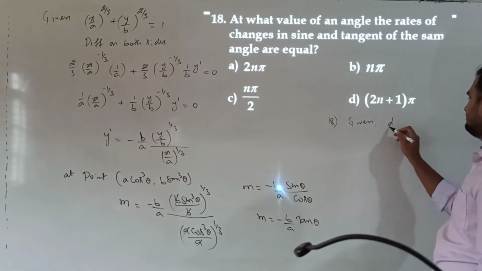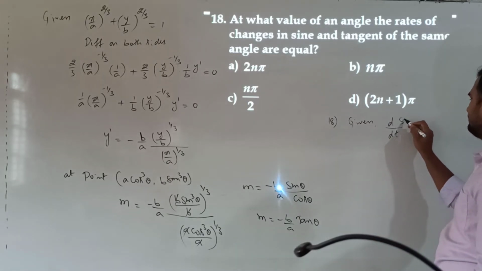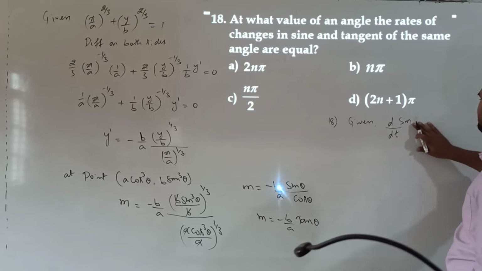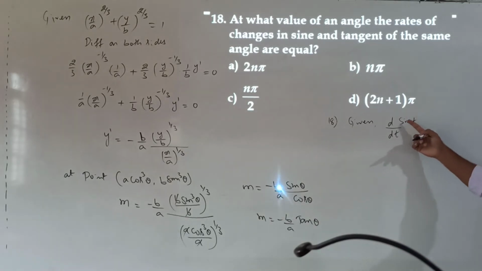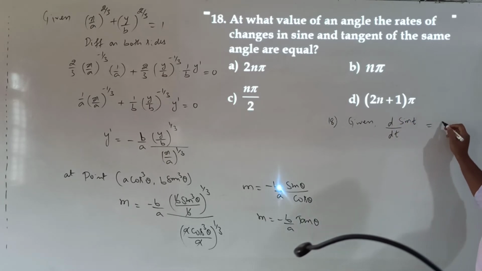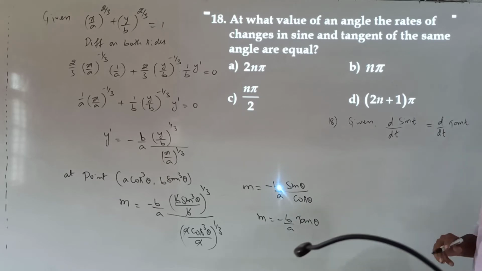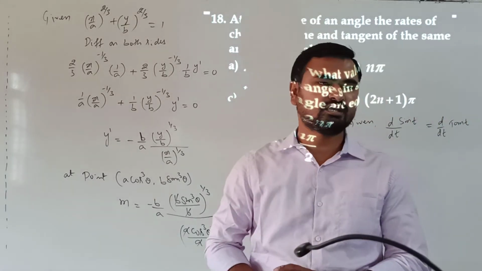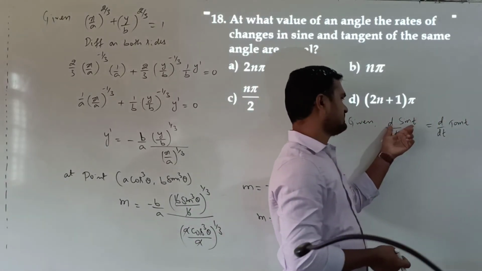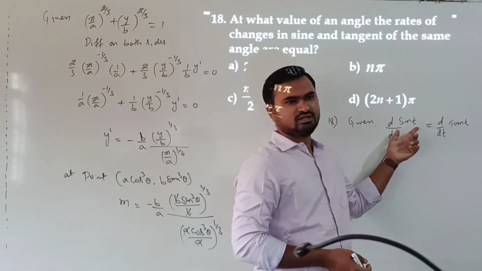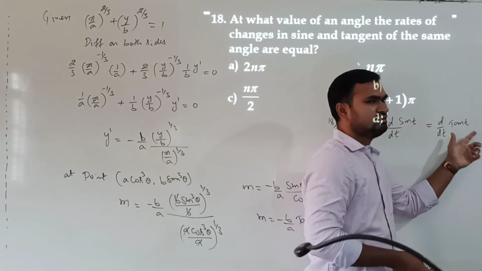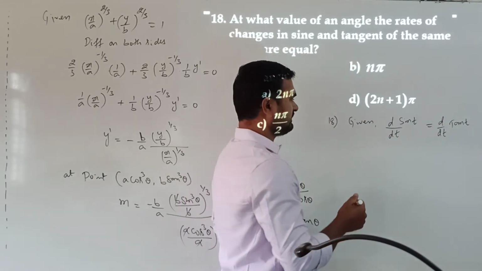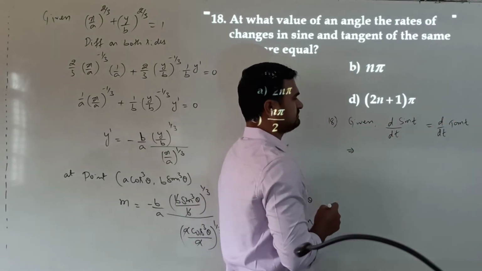The rate of change d by dt of sin t. Suppose the angle we are taking is t. So d by dt of sin t is the same as d by dt of tan t. So at what angle t are the rates of change of sin and tan equal? We know rate of change means derivative. So d by dt of sin t is equal to d by dt of tan t. Solving this we can find t.